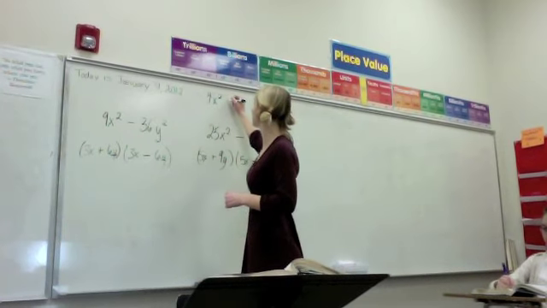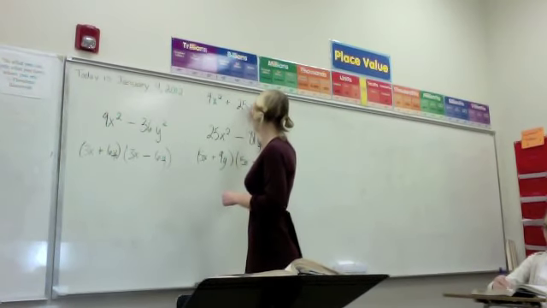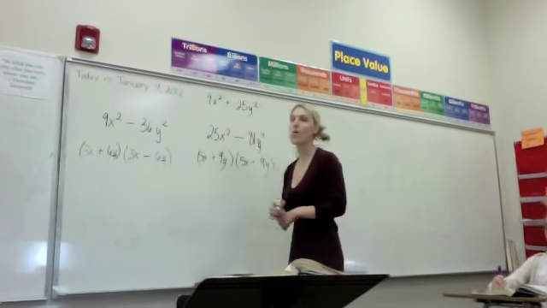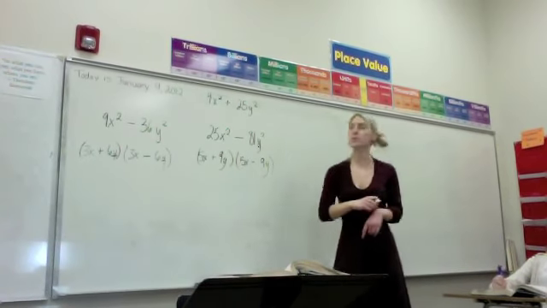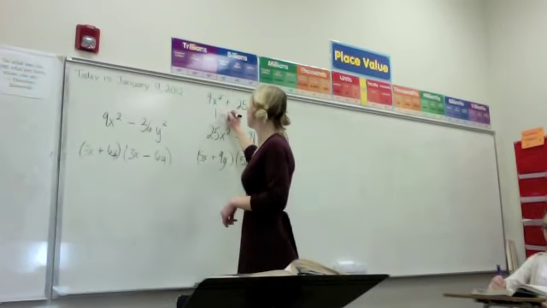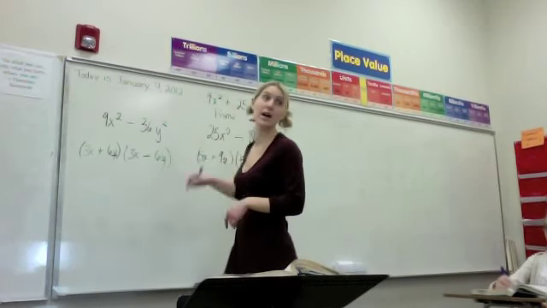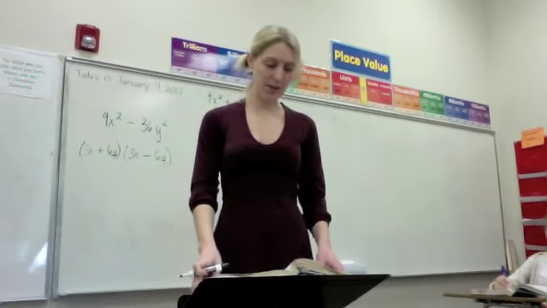Suppose I were to have 4x squared plus 25y squared. Prime. Why? Because it's a plus sign. It's taking the sum, and we're talking about the difference.